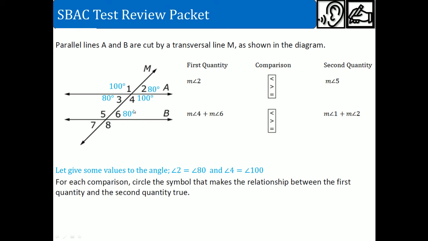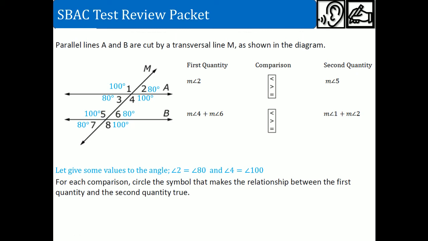Or you can say 4 and 6 are consecutive interior, which means they add up to 180. 5 is 100 because 5 and 6 are a linear pair. Or you can say 3 and 5 are consecutive interior angles, so they add up to 180. 7 is 80 because 7 and 6 are vertical angles. They're congruent. Or 7 and 5 are linear pairs.